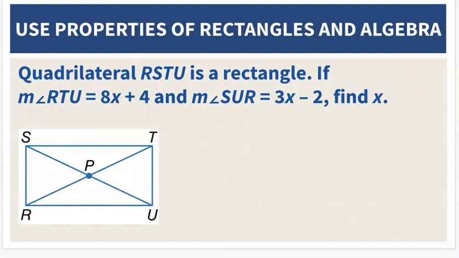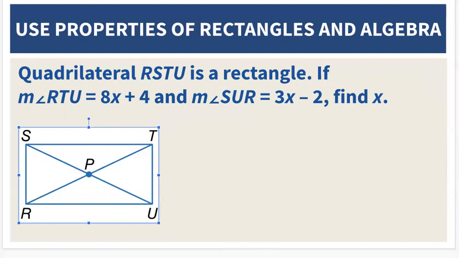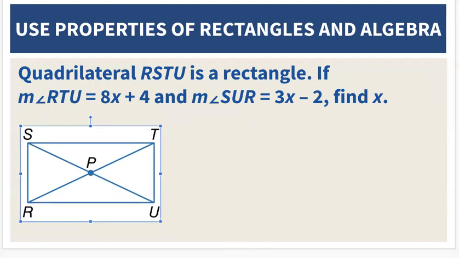Okay, quadrilateral RSTU is a rectangle. If the measure of angle RTU is 8x plus 4 and the measure of angle SUR is 3x minus 2, then find x. So let's label some parts. RTU is going to be this angle here. So that's going to be 8x plus 4. And then SUR is this angle, and it is 3x minus 2.